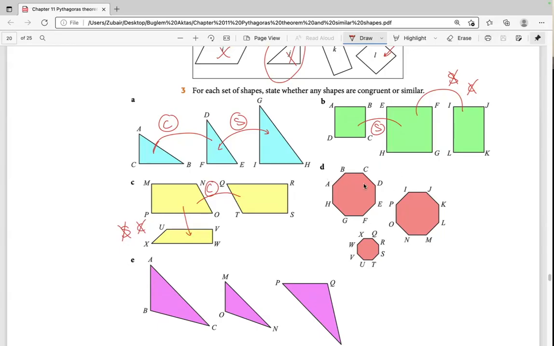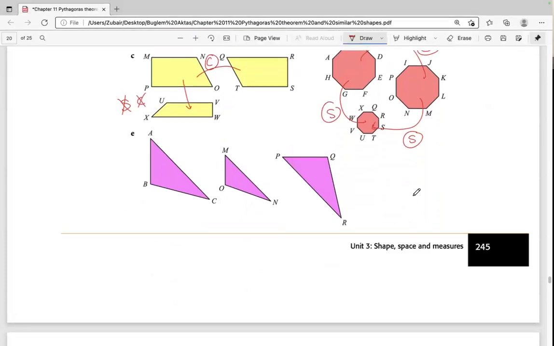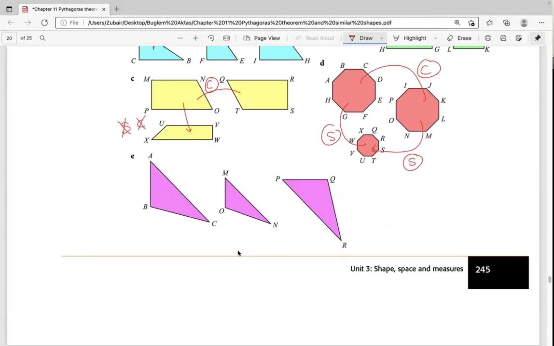D part. These two? Congruent. These two? Similar. These two? Similar. Last part. These two seem similar, yes. And these two look congruent, and we'll make sure by measuring them.